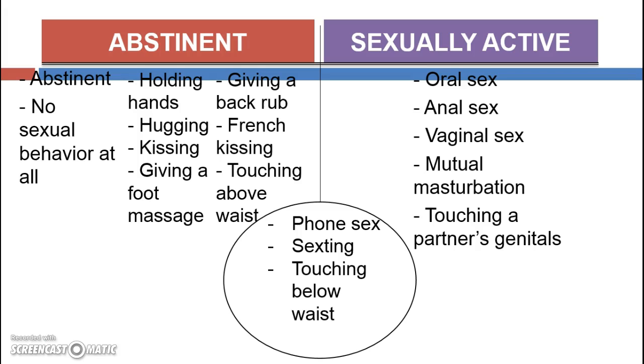Now the circle in the middle, as you can see: phone sex, sexting, and touching below the waist could lead to being sexually active. Now, being sexually active, as you can see to the right, examples of that would be oral sex, anal sex, vaginal sex, mutual masturbation, and touching a partner's genitals.